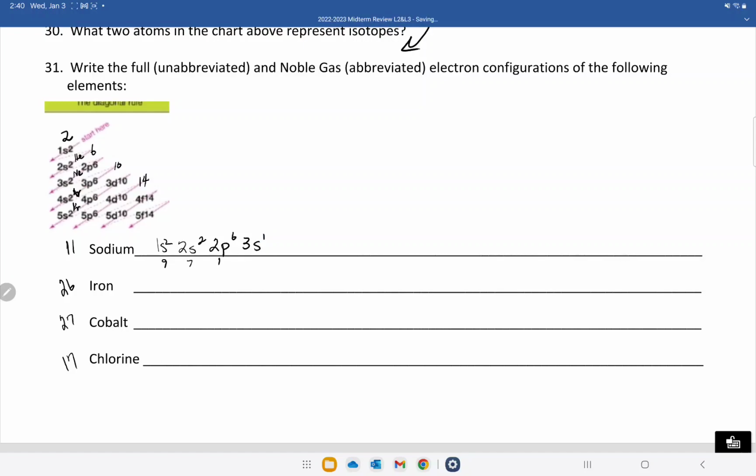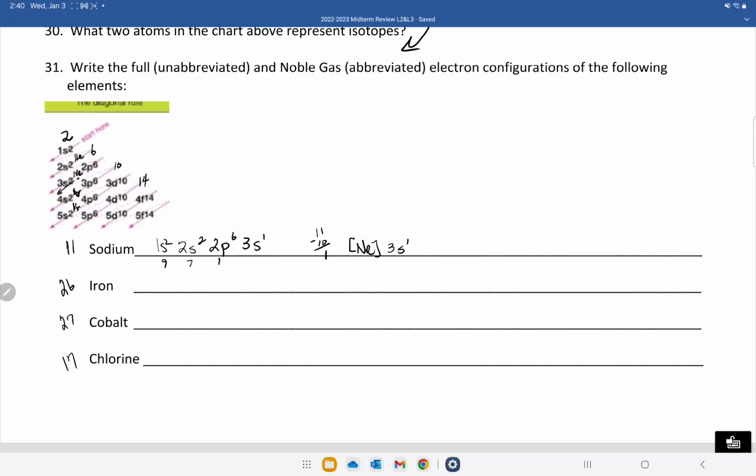Now to do the abbreviated, remember on the periodic table, you go up 1, all the way to the right, and you pull from group 18. And the base for sodium is going to be neon. Well, neon has 10 electrons, so I've used up 10 of those 11 electrons just by writing neon. And then I find neon on my diagonal rule, and I pick up with the next orbital after neon. That's 3s. Well, I only have to put 1 in, so it's neon 3s1.